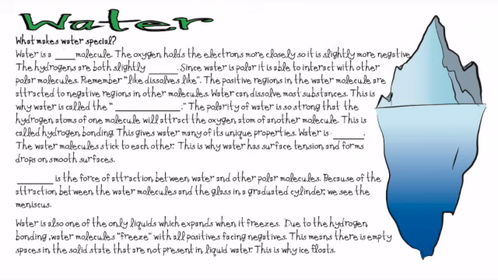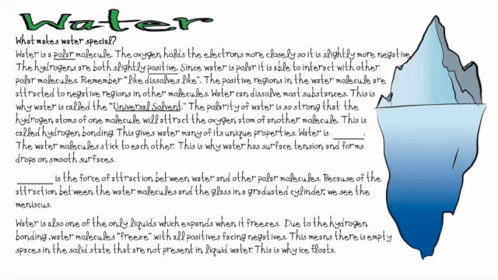Water. What makes water special? Water is a polar molecule. The oxygen holds the electrons more closely, so it is slightly more negative. The hydrogens are both slightly positive. Since water is polar, it is able to interact with other polar molecules. Remember, like dissolves like. The positive regions in the water molecule are attracted to the negative regions in other molecules. Water can dissolve most substances. This is why water is called the universal solvent.